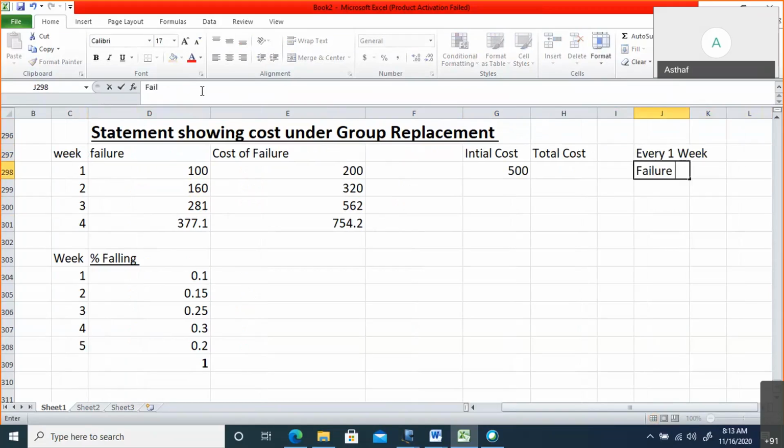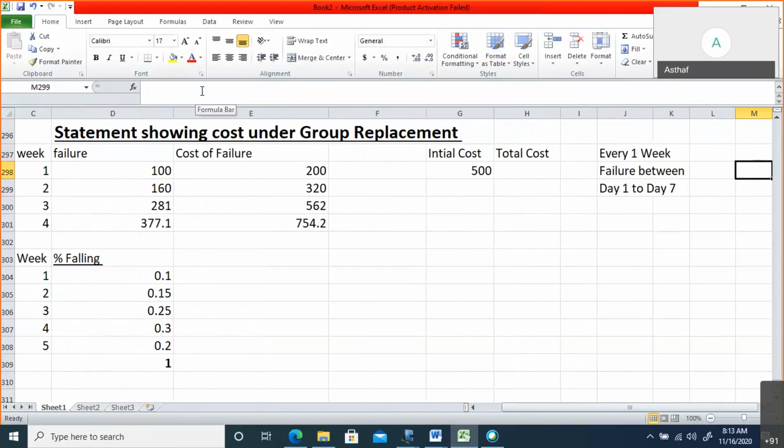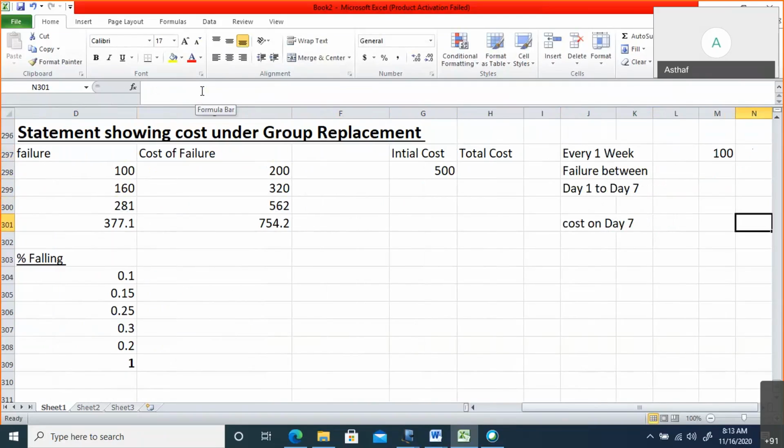So failure between day 1 to day 7. What is the failure? 100. So 100 failures, we will incur 200 rupees. Now, what is the cost of day 7? On day 7, we will do group replacement. We will have 500. This 100 is our failure, and we will incur 2 rupees each, so it's 200. So what will be the total?